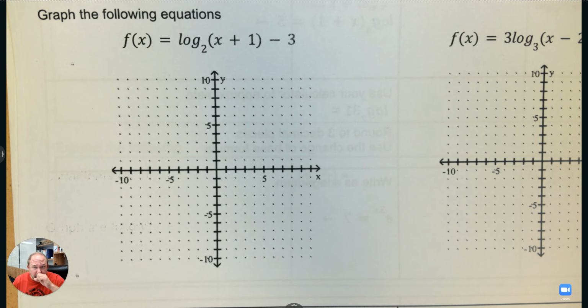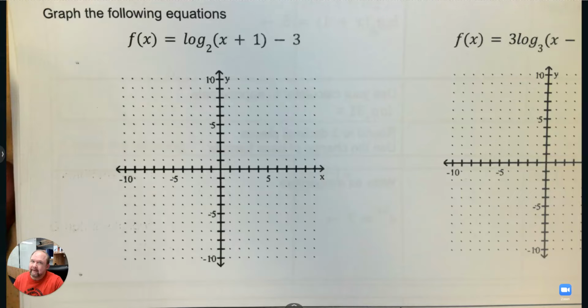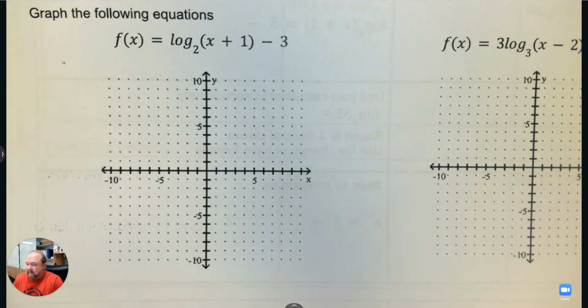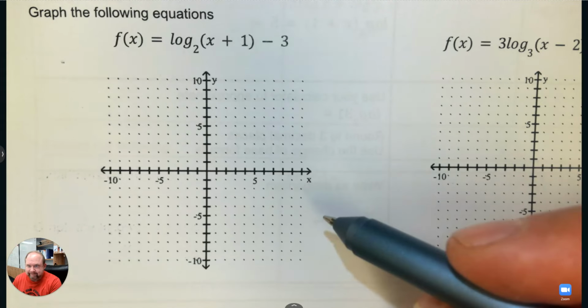All right, here's your logarithmic review. For some of it, you might need a calculator. If you're playing at home doing this, then you might want to go on Desmos to do your calculator work. All right, do you know how to graph?